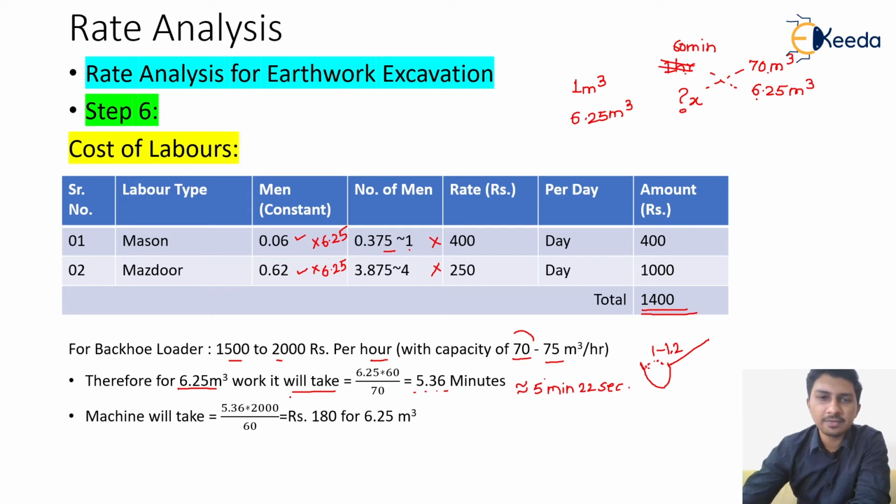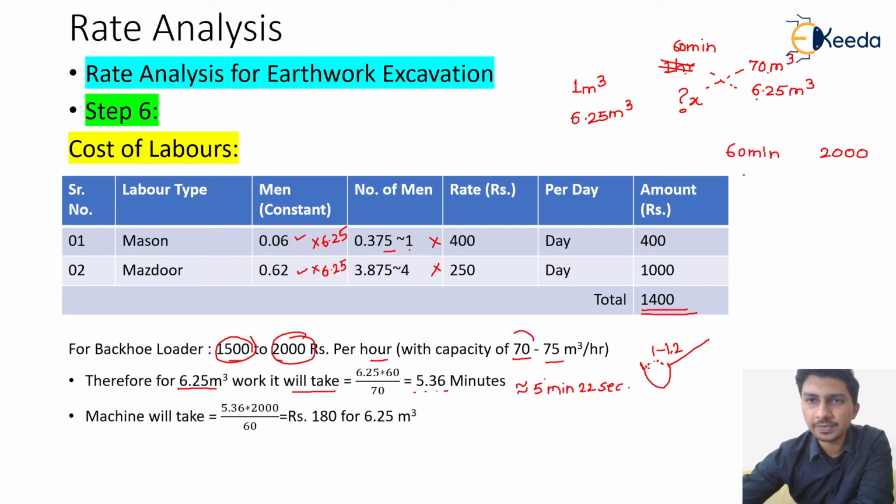So now what we have for the other one over here is that it takes nearly 1500 rupees to 2000 rupees per hour. Okay, so that means for 60 minutes, if it is going to take 2000 rupees, then for how much?